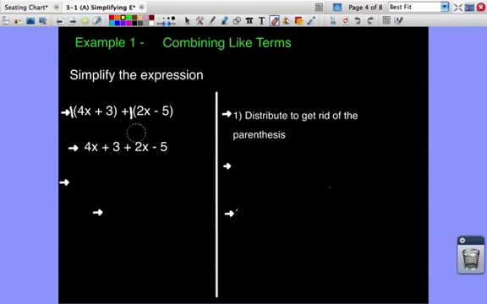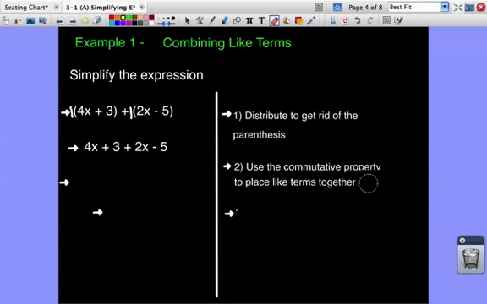Now what I'm going to do is use the commutative property to place like terms together. So I'm going to make this problem look a little bit more simple. What I mean by like terms is 4x and 2x, those are like terms. They both have the common variable of x. 3 and negative 5, they don't have a variable, so they are like terms as well, because they're just regular numbers.